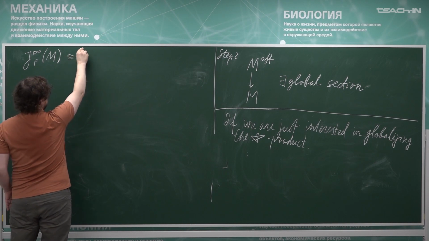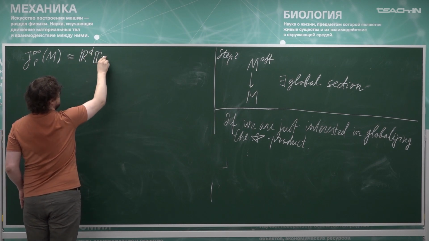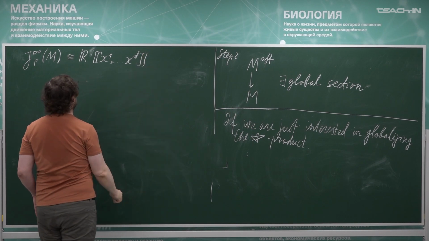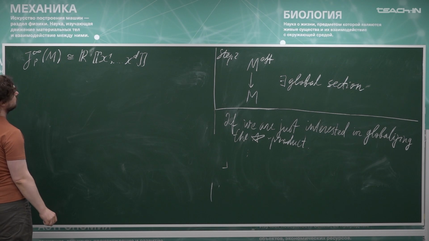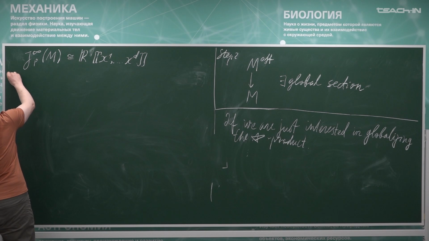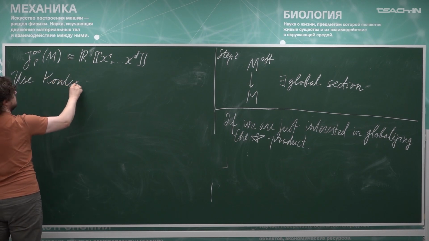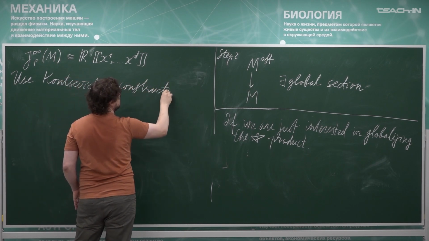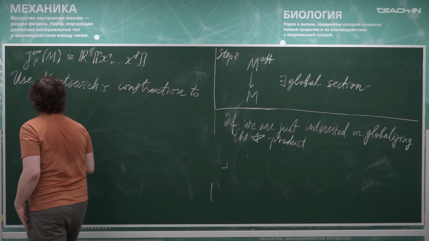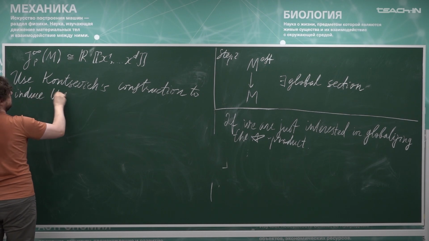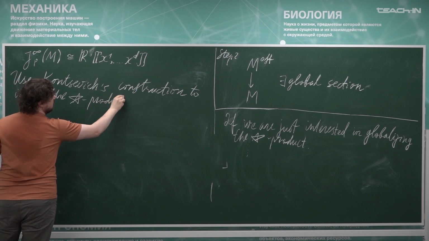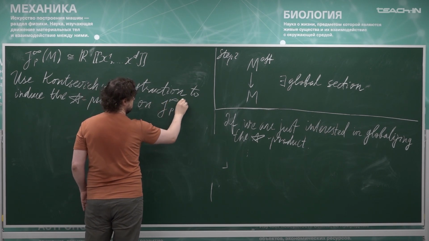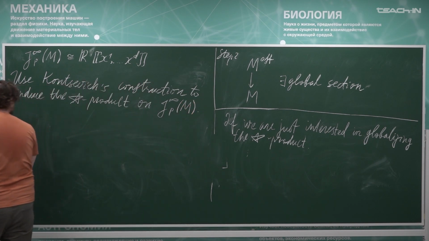we can identify it with the space of formal power series in D variables, and use Kontsevich's construction to induce the star product on these formal jets. Infinite jets.